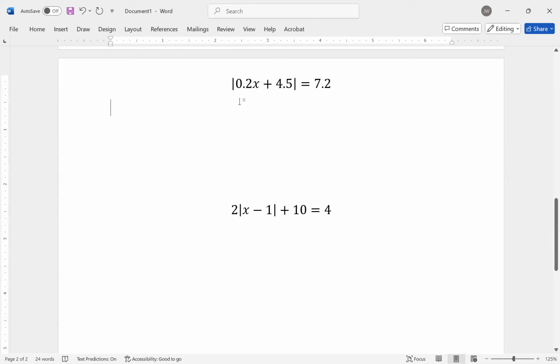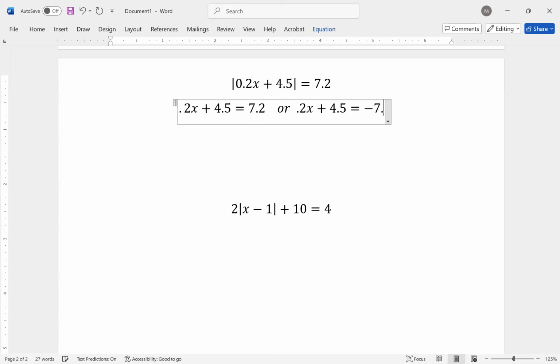So in this first equation, we already have the absolute value isolated on one side of the equation. We have absolute value of 0.2x plus 4.5, equaling 7.2 on the other side of the equation. So that means the thing inside the absolute value, 0.2x plus 4.5, can either be a positive 7.2, or 0.2x plus 4.5 could be equal to a negative 7.2.